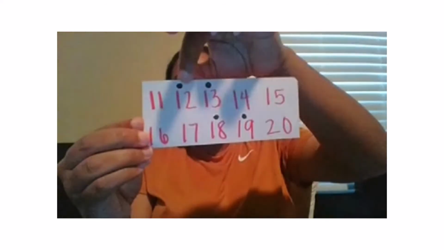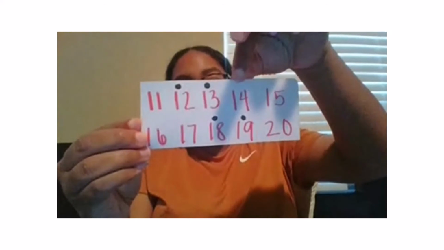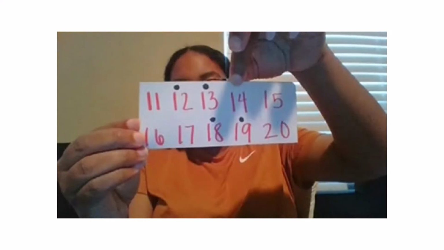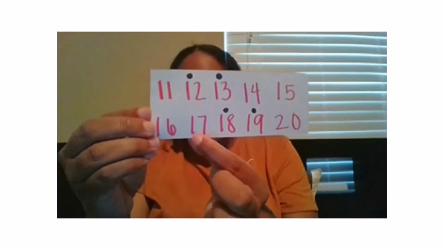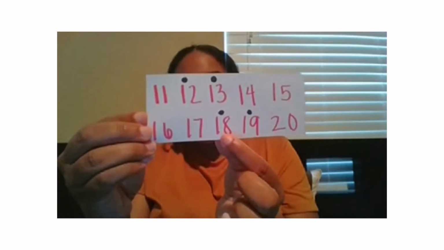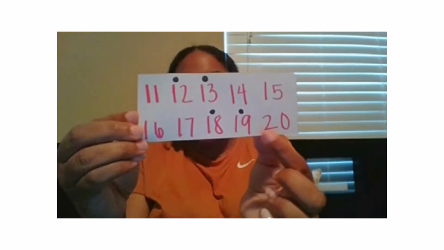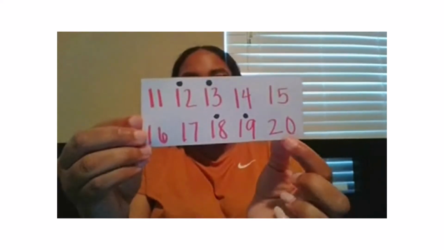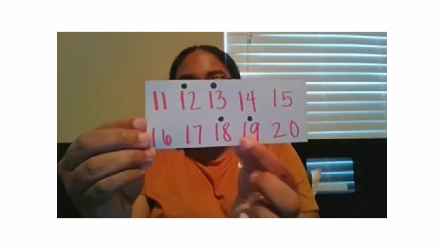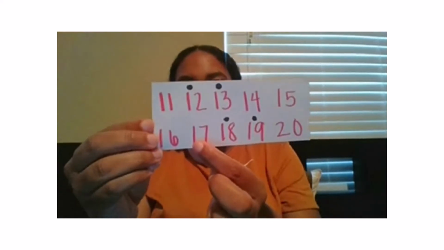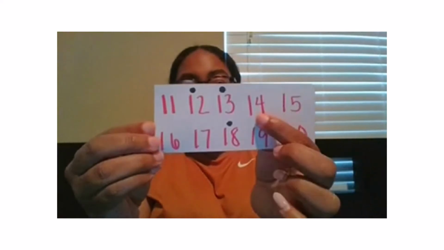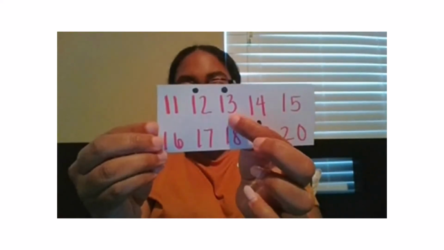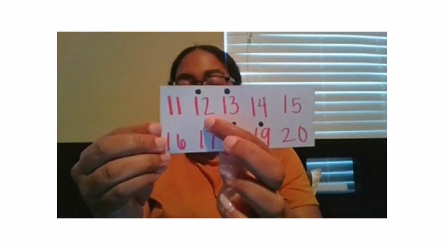10, 1, 12, 13, 10, 4, 10, 5, 10, 6, 10, 7, 18, 19, 2, 10. Now let's do it backwards. 2, 10, 19, 18, 10, 7, 10, 6, 10, 5, 10, 4, 10, 3, 10.